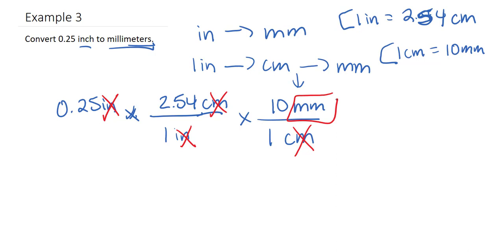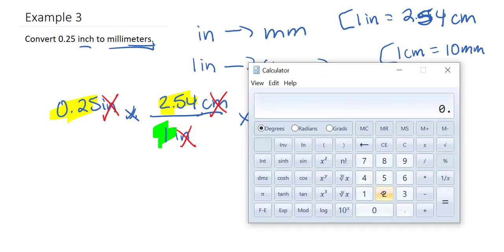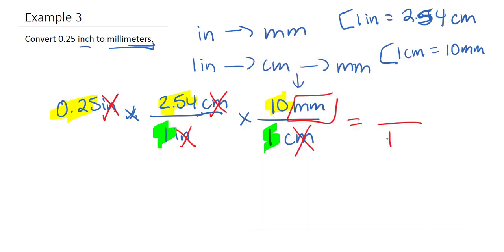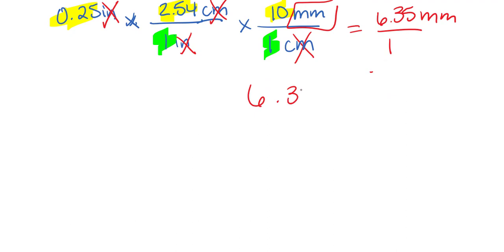So now we can just multiply everything on the top. And then we notice that on the bottom is just 1 times 1. So it will just be 1 on the bottom. So we have 0.25 times 2.54 times 10. And what do we get? We get 6.35 millimeters over 1. So we can just say we have 6.35 millimeters as our solution.